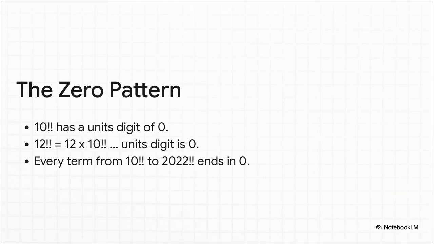I mean, think about it. What about 12? It's going to be 12 times 10 times 8 and so on. It has a 10 in it. 14 will also have a 10. Every single even double factorial from 10 double factorial all the way up to 2022 double factorial is going to have a 10 in it, which means their last digit is always 0. This makes our case so much simpler.